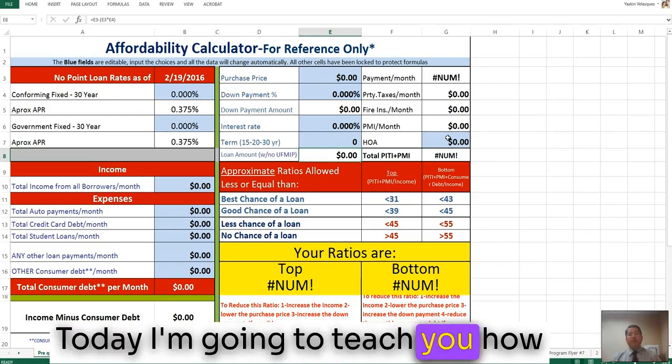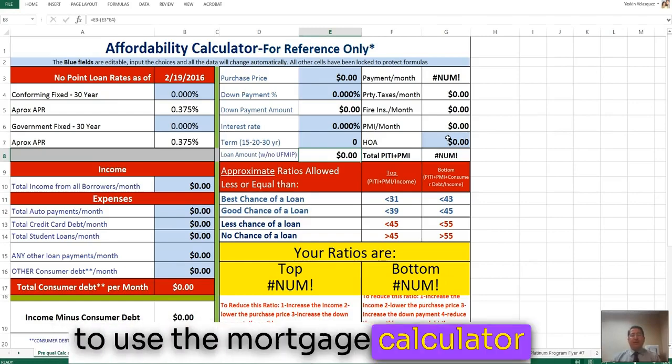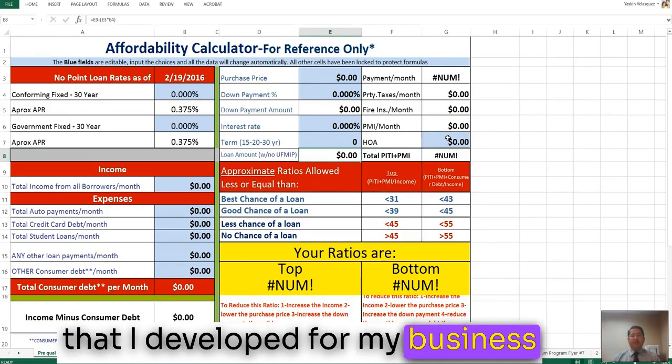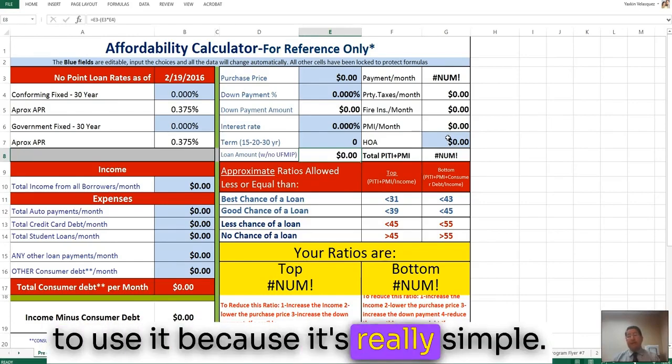Today I'm going to teach you how to use the mortgage calculator that I developed for my business, and I'm going to teach you how to use it because it's really simple.